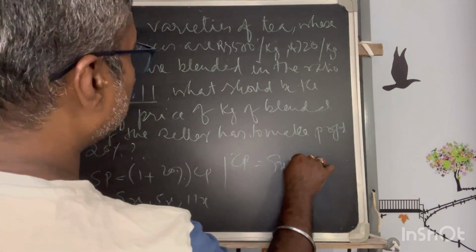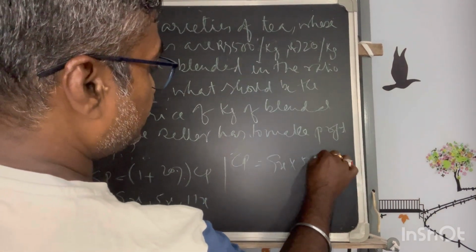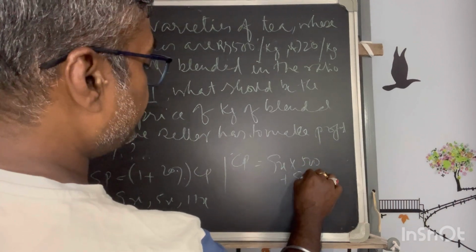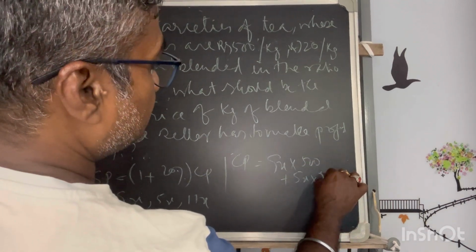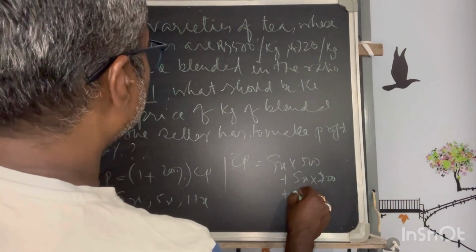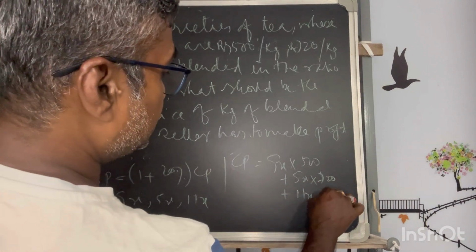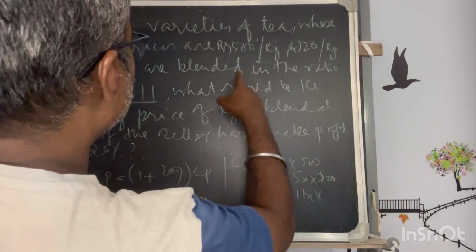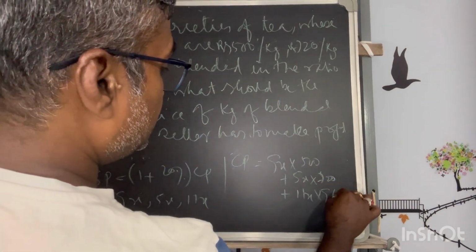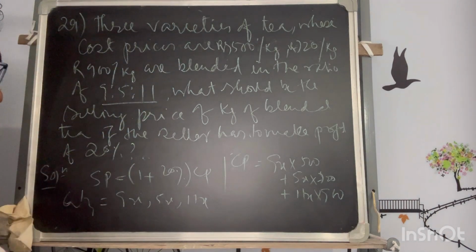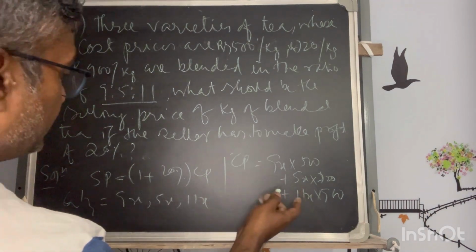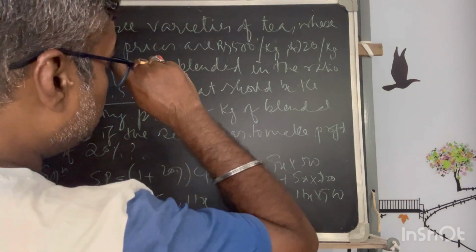9x into 500, the first one, then 5x quantity into 720, and that of 11x, the third quality, into its price 900. This will be the total cost price, and the amount of the quantities mixed. So per kg price is how much?